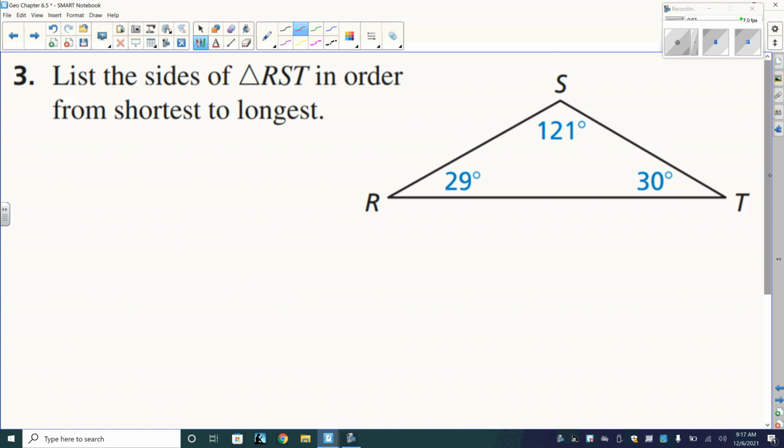So we want to list the sides of RST in order from shortest to longest. They already gave us all three. So which one is the smallest? ST, because it's opposite 29 degrees. And then RS. And RT would be last.